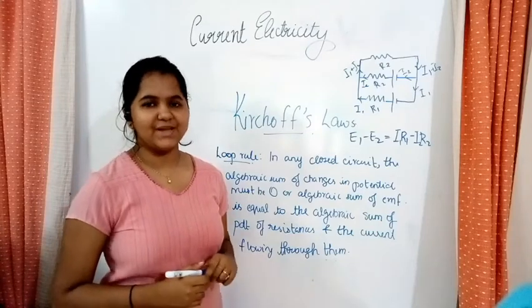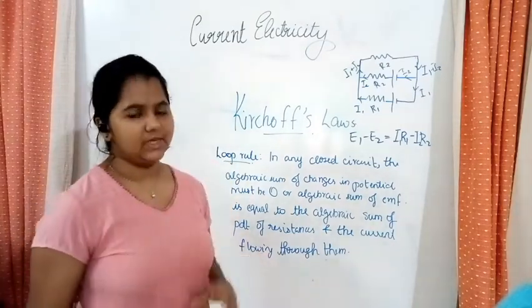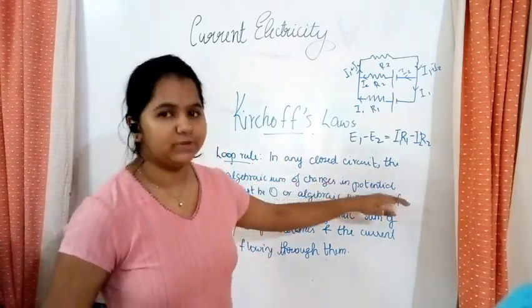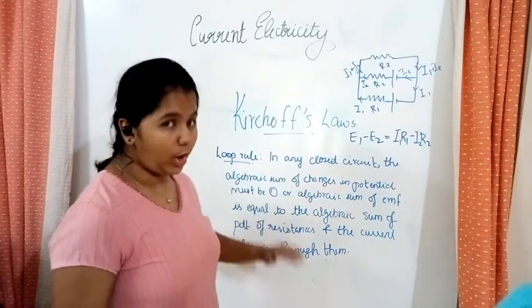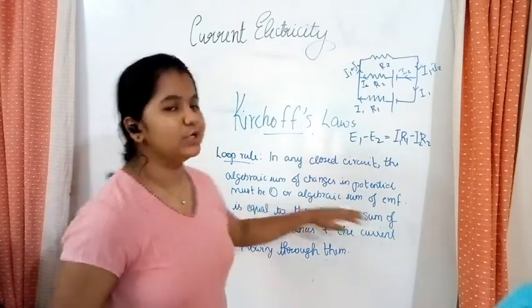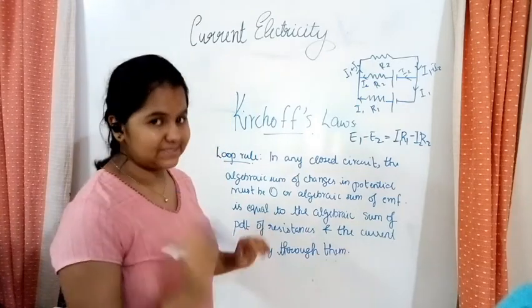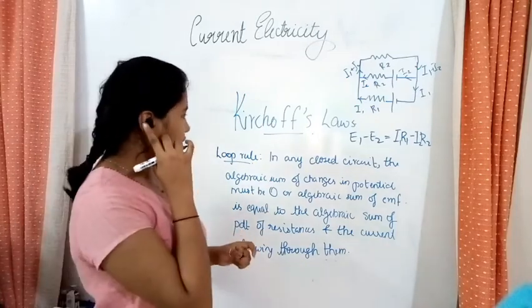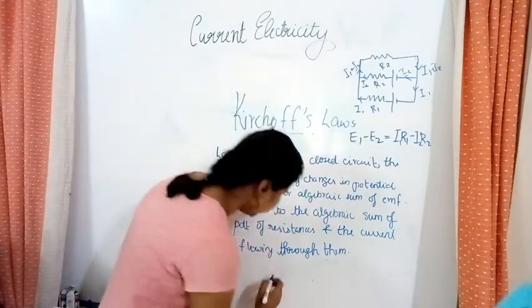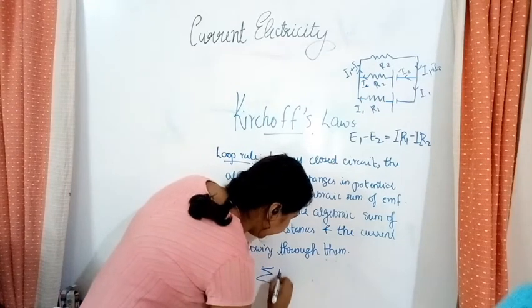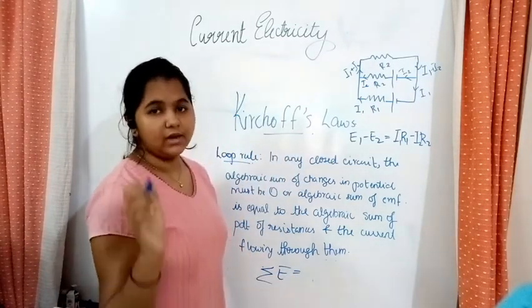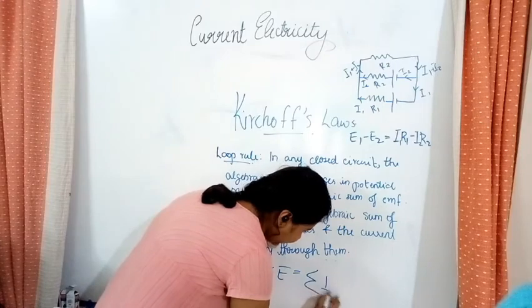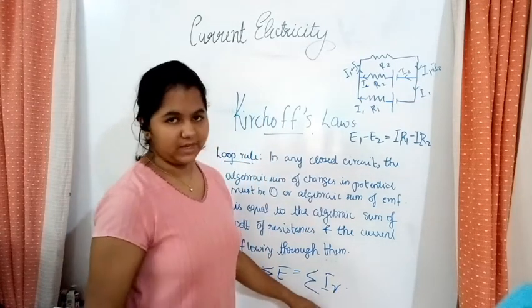The second rule is the loop rule. Let's see what it is. It states that in any closed circuit, the algebraic sum of the change in potentials must be 0, or the algebraic sum of the EMF is equal to the algebraic sum of the product of resistance and the current flowing through them. So over here it is told that the total EMF is equal to the total of the product of I and R, that is, Σ E = Σ IR. This is what is being explained here.